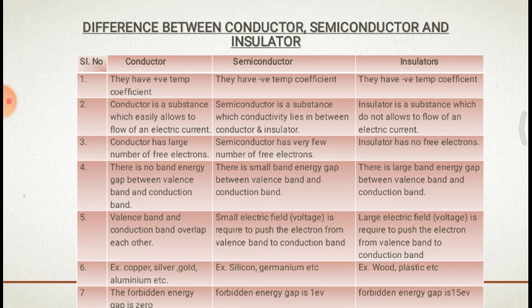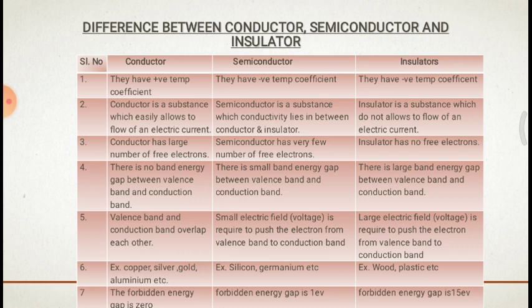In case of conductor, if you go according to the energy band, there is no band energy gap between valence band and the conduction band. In case of semiconductor, there is a small band energy gap between valence band and the conduction band, and in case of insulator there is a large band energy gap between the valence band and the conduction band. In a conductor the valence band and conduction band overlap each other, and in a semiconductor it is not overlapping. We require a small electric field to push electrons from the valence band to conduction band. Insulators require a large electric field.